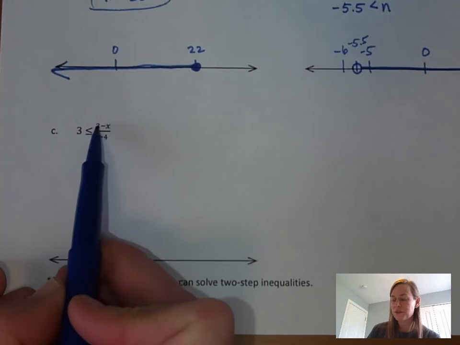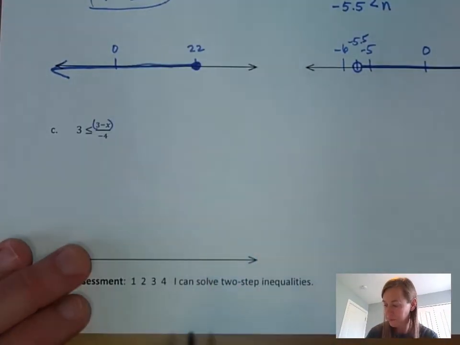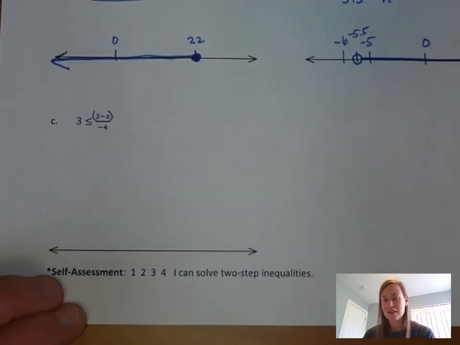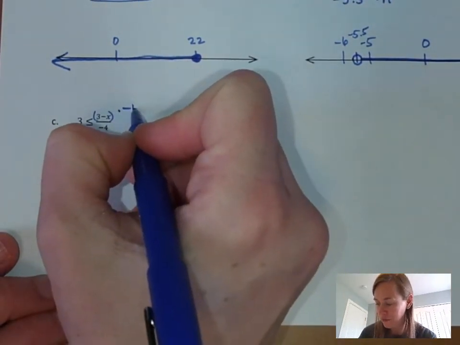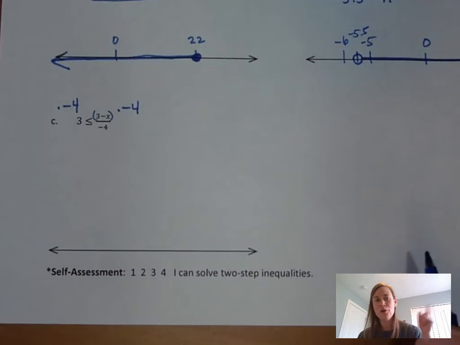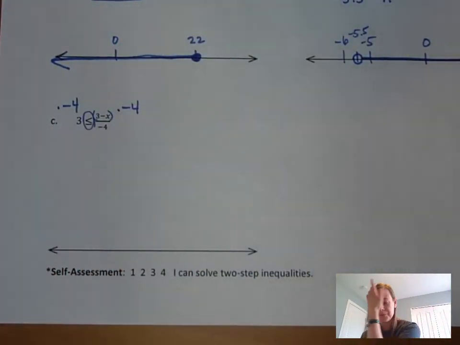And what's happening in this? Right now, the 3 minus x as a whole, it's almost like they're in parentheses, right? That whole binomial there is being divided by negative 4. So let's get rid of that by multiplying by negative 4. So we're going to multiply by negative 4 on both sides. And, oh, wait, we multiplied by a negative. Let's go ahead and circle that sign so we don't forget to flip it.